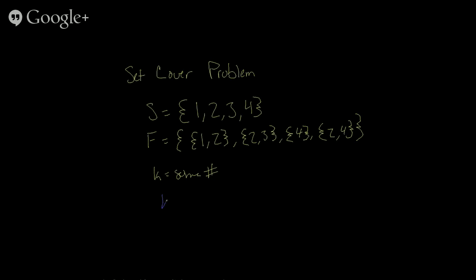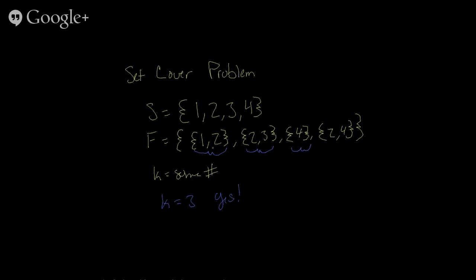If we have k equals 3, then the answer is going to be yes. There is some subset from F that is less than or equal to 3 elements, that if you union them all together, you will get S. And here it is: 1, 2, 3. Okay? Union these all together, you will get S.